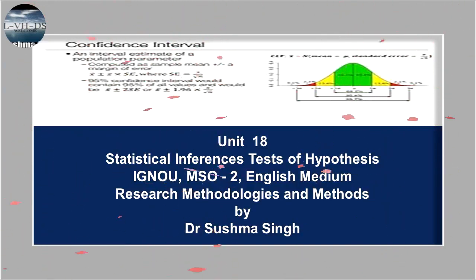The calculated value of chi-square is compared with the table value of chi-square for given degree of freedom at a certain specified level of significance. For example, 5%. If the calculated value of chi-square is higher than the table value of chi-square, then the difference between the theory and observation is considered to be significant. On the other hand, if the calculated value of chi-square is lower than the table value of chi-square, then the difference between the theory and observation is considered to be non-significant.